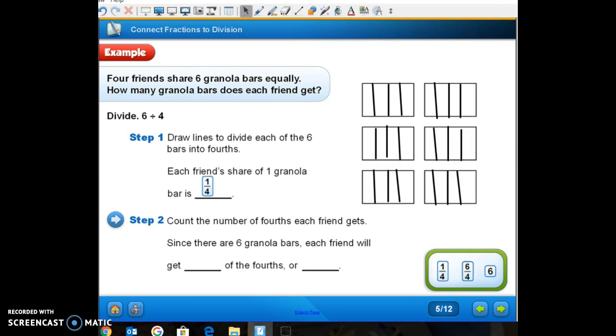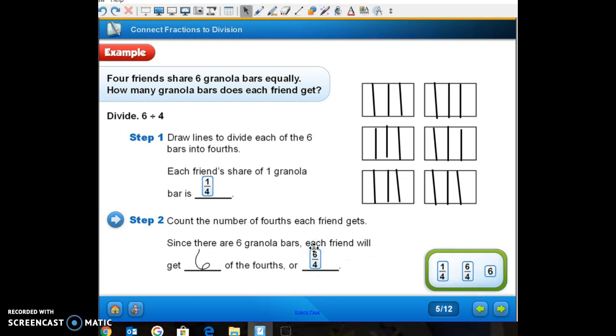Okay, so we've divided them, and each friend is going to get 1/4 of a granola bar. It says count the number of fourths each friend gets. So they'll get 1 out of each of our granola bars. So you get 1, 2, 3, 4, 6 of the fourths, or 6/4. Okay, that's step 2.